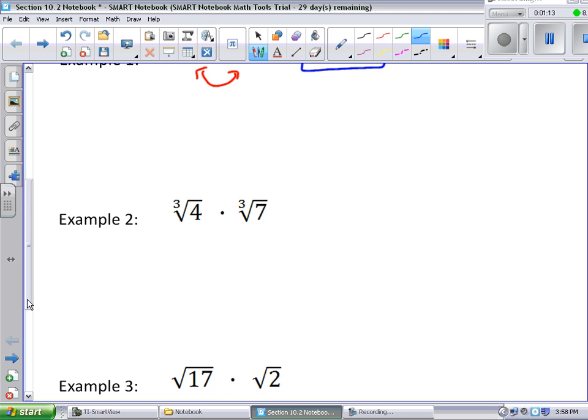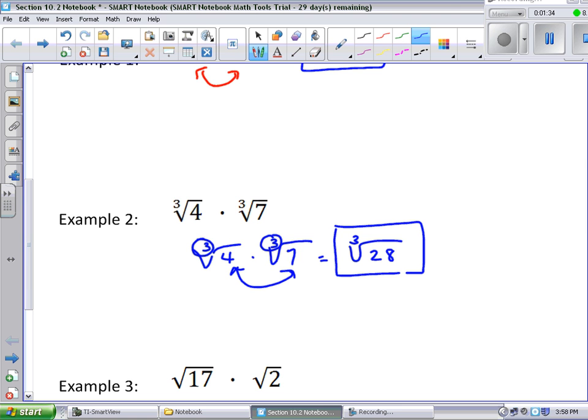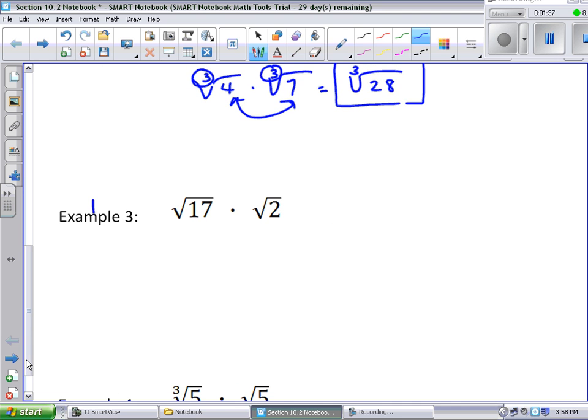Going on with example 2, the cube root of 4 times the cube root of 7 is the cube root of, notice these are like indexes, like radicals, so I can multiply them together. I'll need to multiply the 4 times the 7 together and get 28. The cube root of 4 times the cube root of 7 is the cube root of 28.